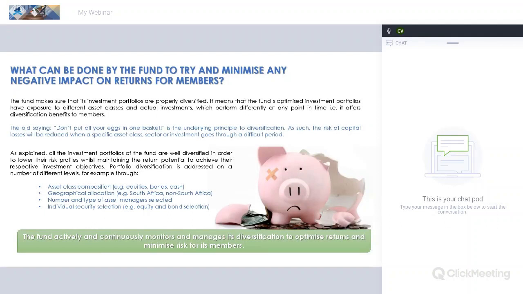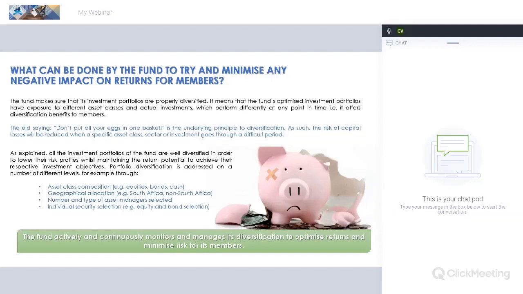For example, should interest rates decrease or go down, it may be very good for local equities, but not so good for global equities or offshore investments. Therefore, if you have both those asset classes in a portfolio, on average, you will still experience good returns, and you will not be exposed to one single factor that could affect your portfolio in a severe way. The fund employs diversification on various levels.